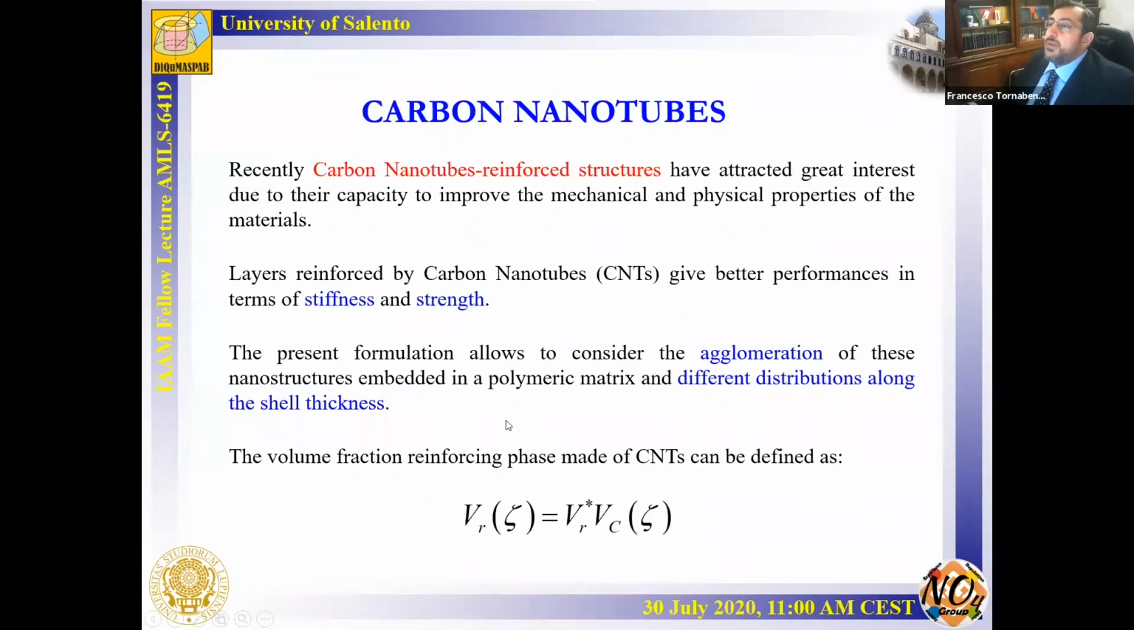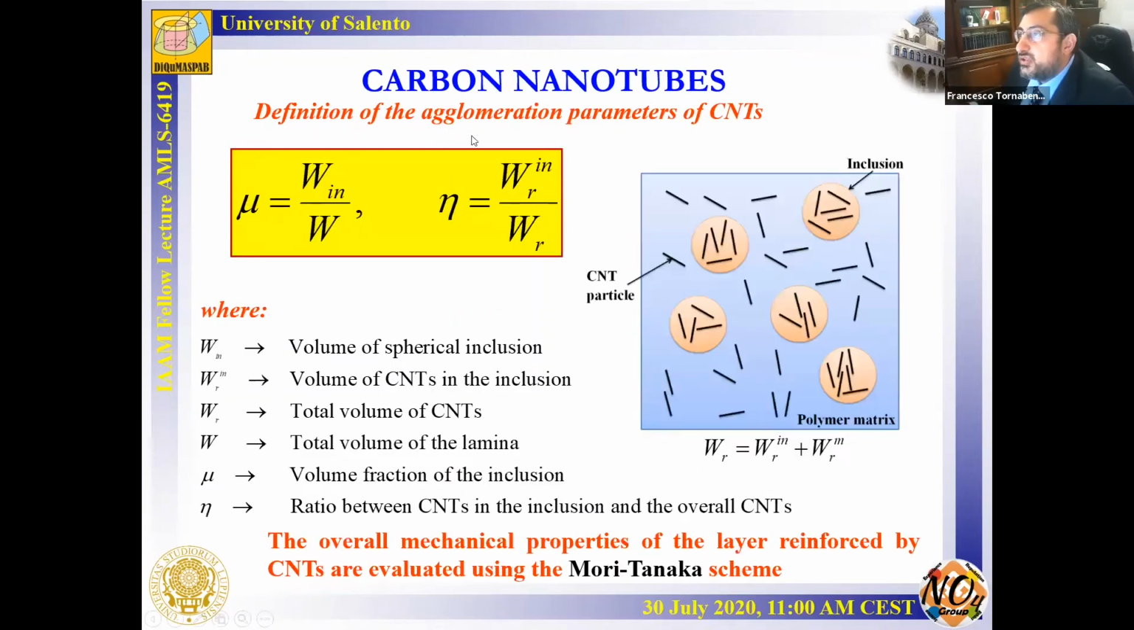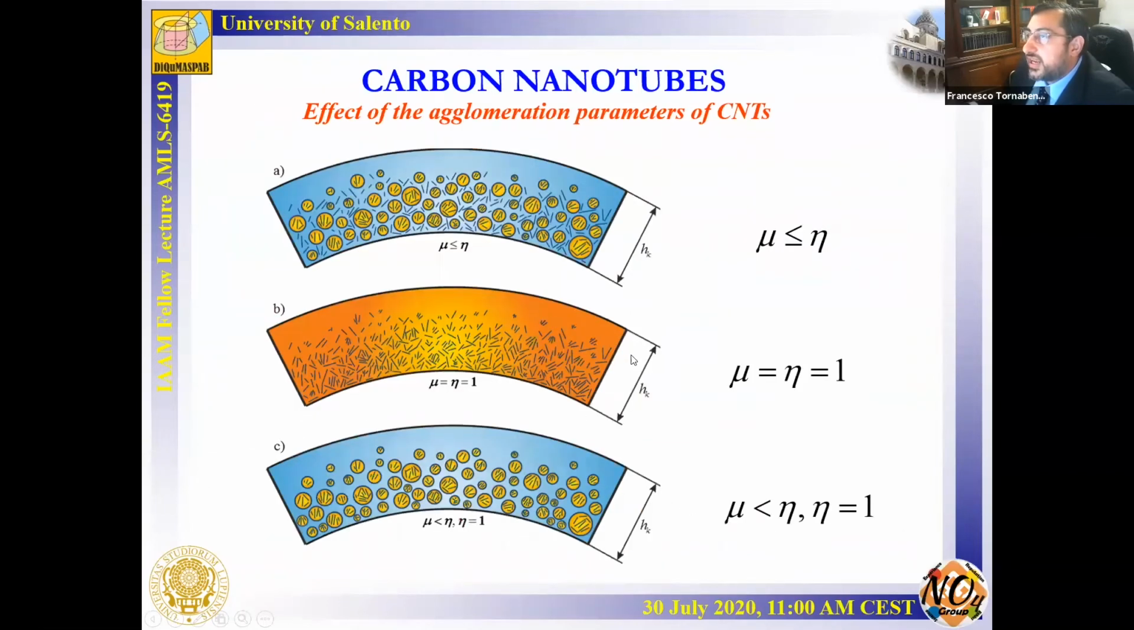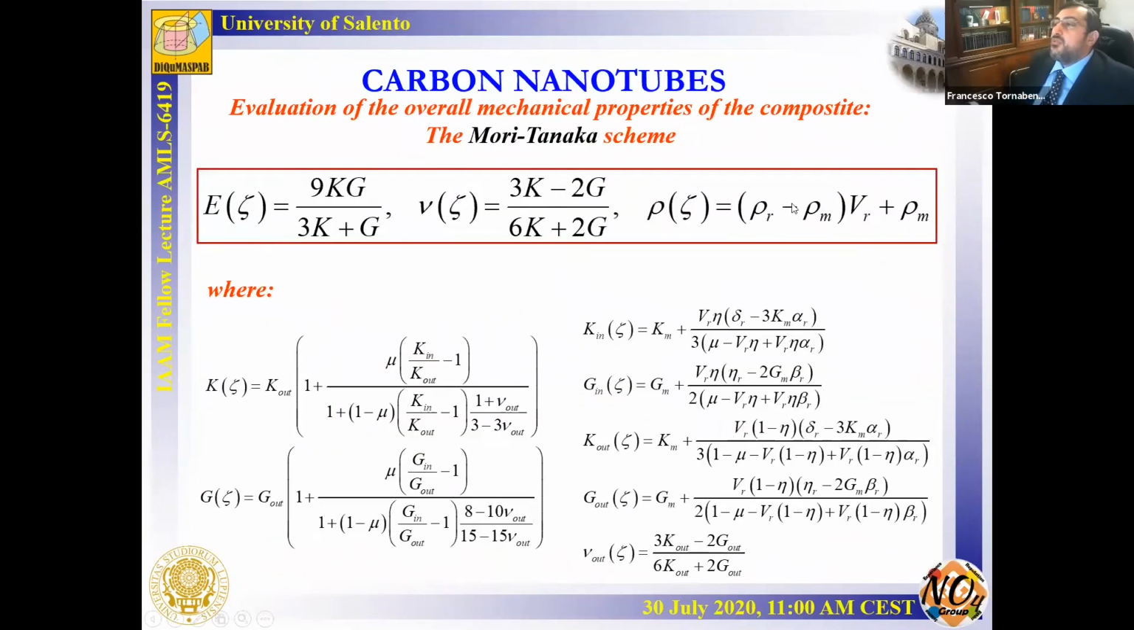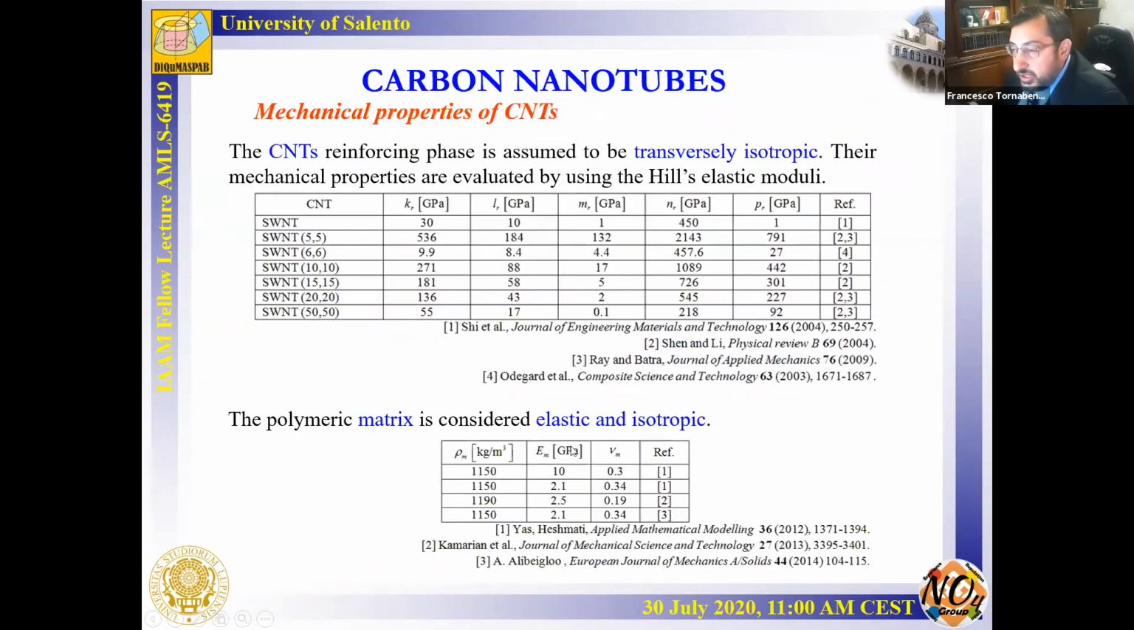After that, I want to speak about the carbon nanotube. Here I reported the law that I used to grade the material along the thickness, and as you can see, I have introduced 2 different agglomeration parameters. In particular, I have mu and eta as agglomeration parameters, and I use a Mori-Tanaka scheme to evaluate the mechanical properties through the thickness of the laminate. And here I reported the formulation I used to do this operation.